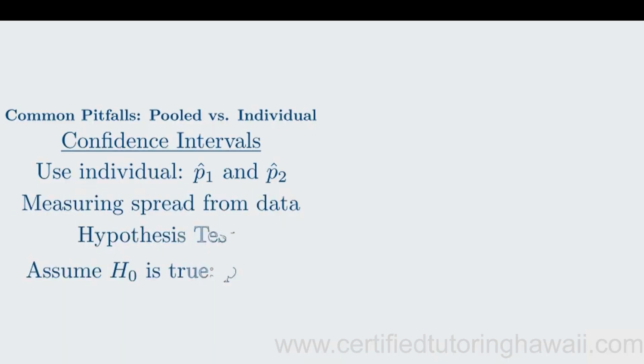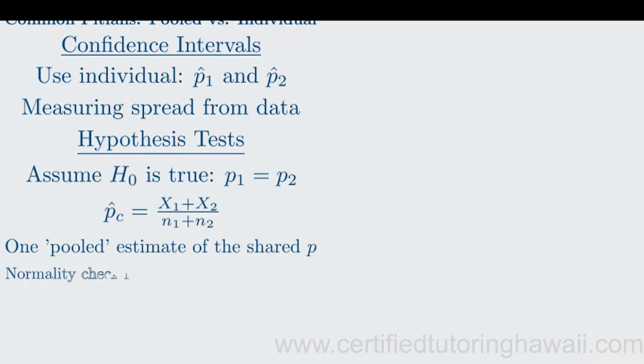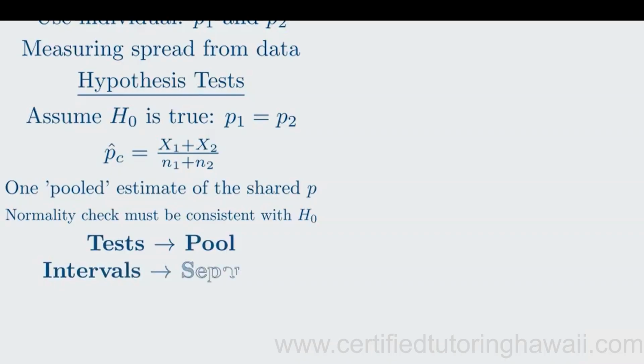But in a hypothesis test, our entire logic is based on the assumption that the null hypothesis is true. Since the null hypothesis says that p1 and p2 are actually the same value, it only makes sense to combine our samples to get one single, stronger estimate of that shared proportion. If we assumed they were the same, but used different proportions to check the normality condition, our logic would be inconsistent. So, remember, for tests, we pool. For intervals, we keep them separate.